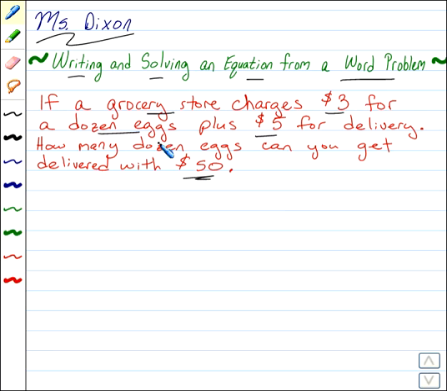So an equation that would make this work is you've got to remember that for every dozen eggs, we'll call the dozen eggs x, because we need to find out how many dozen eggs, or how many x's, can we buy with $50. For every dozen eggs we buy, we have to pay $3.